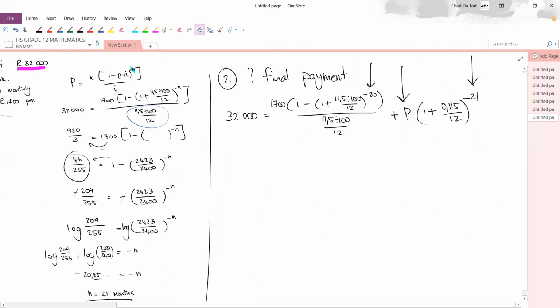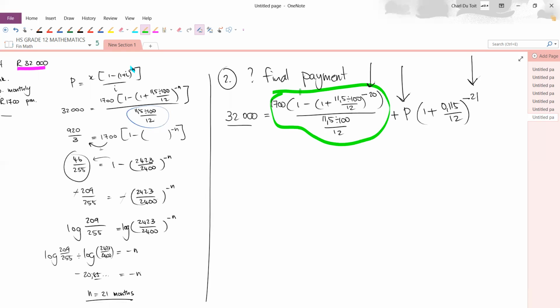So what I'm going to do, I'm going to take 32,000 Rand and minus it with whatever I get there. So I'm just going to work out this green part first, and then do 32,000 Rand minus that answer. So the green part is 1,700 Rand. This you will seldom, if ever, get, Aiden. This is too difficult, actually.